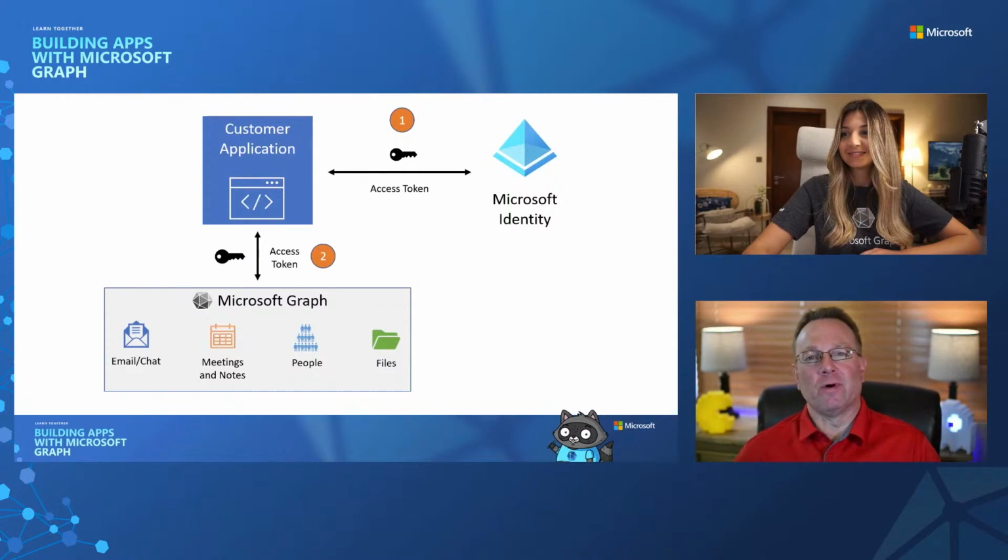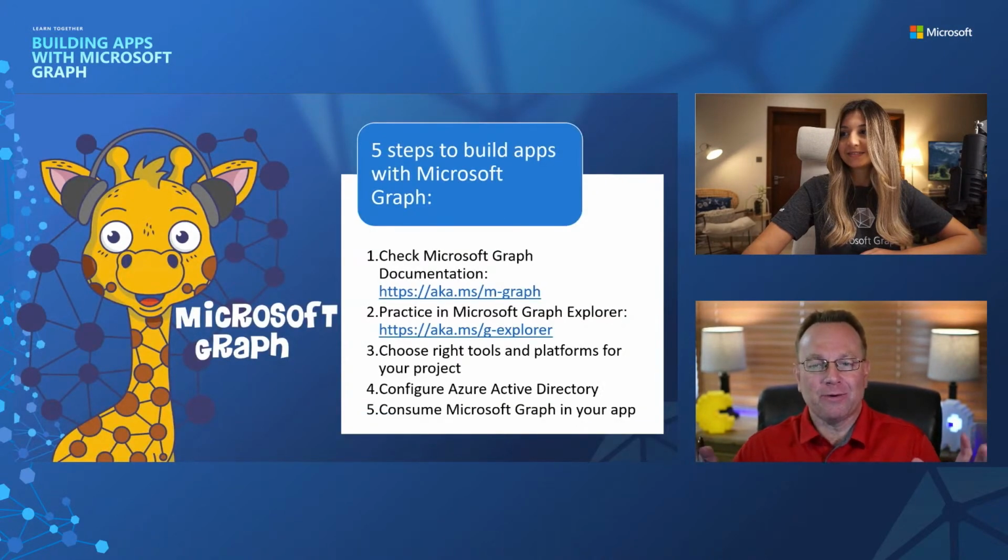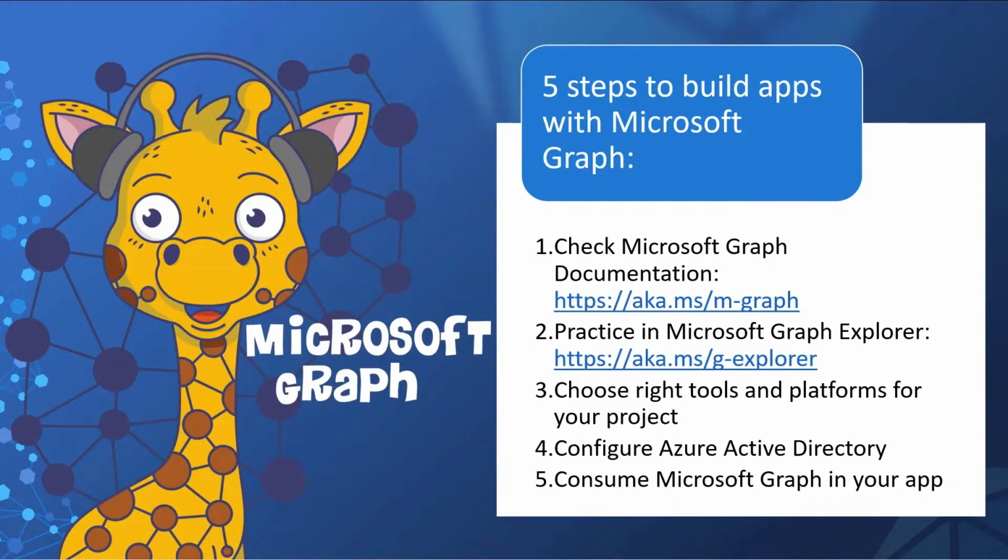So for everyone listening, we'll switch back out. And here are the 5 steps again that Aicha went through a little bit earlier, so you can look at the docs. We recommend the Graph Explorer for sure. And then the tools you use depend. Aicha just showed JavaScript, but obviously that could be whatever is appropriate for your setup at work.